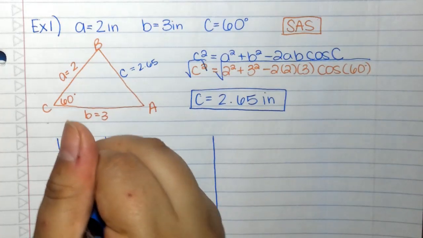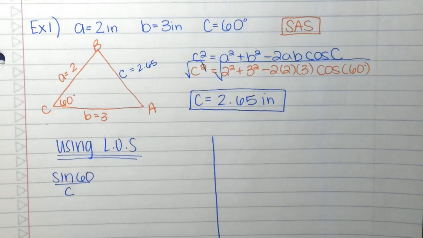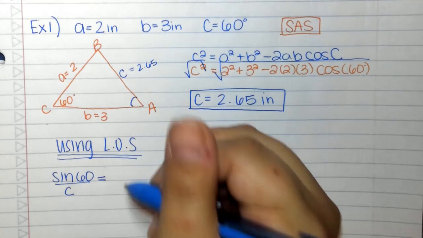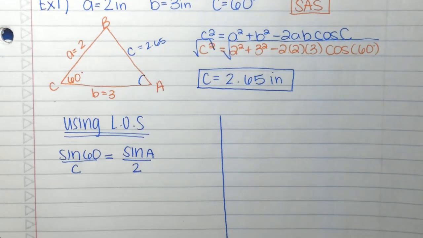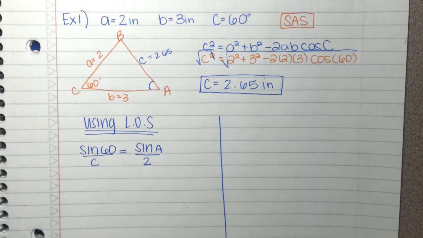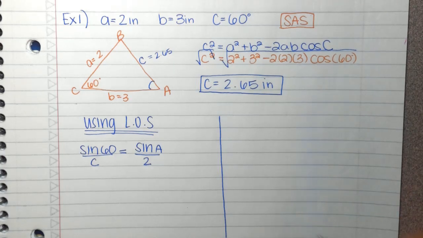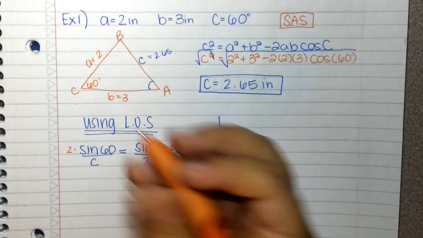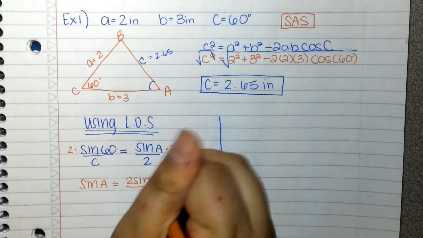I could say the sine of 60 over, and I'm just going to put a C instead of putting 2.65, equals, which angle do I want to find first? Let's do A. The sine of A over 2. How do I get A by itself? You can cross multiply. There's actually a quicker way. How do I get rid of that? I can just multiply by 2. So the sine of A equals 2. It's going to get you the same thing. This just makes it less work.